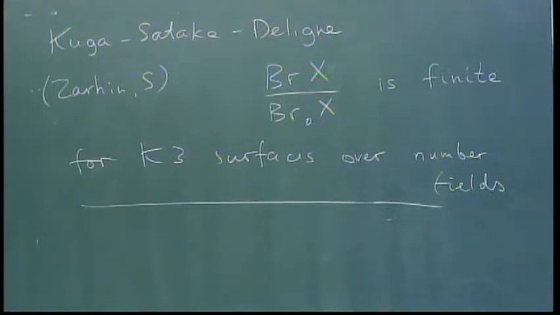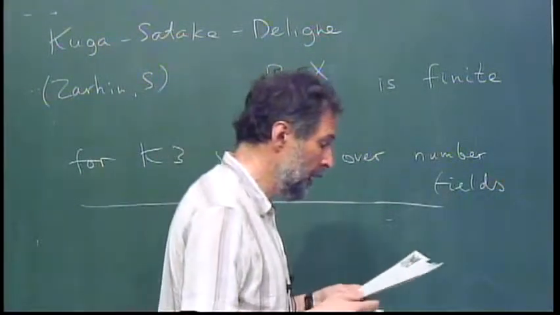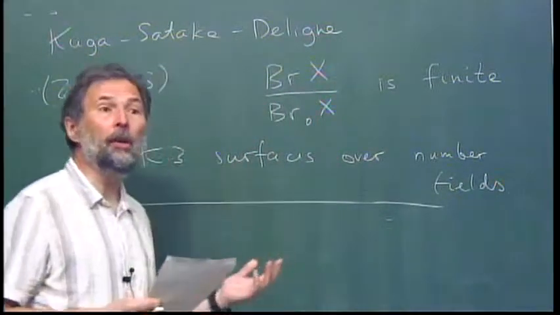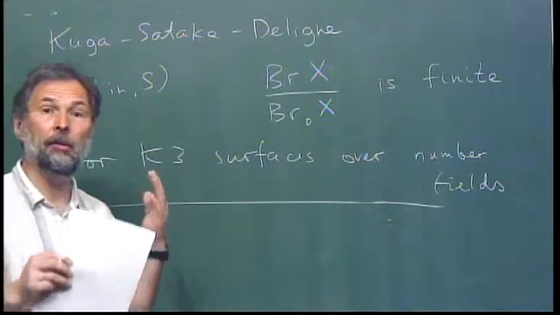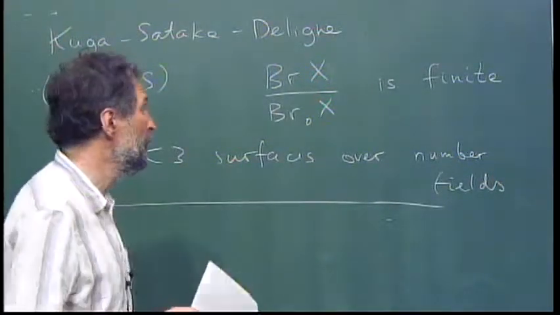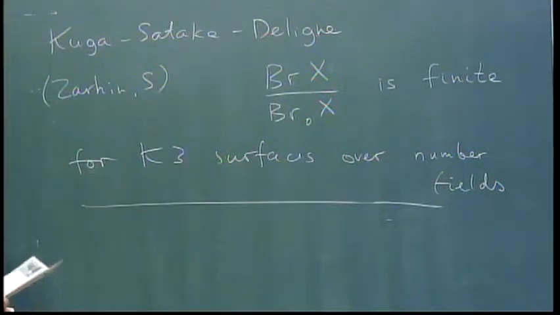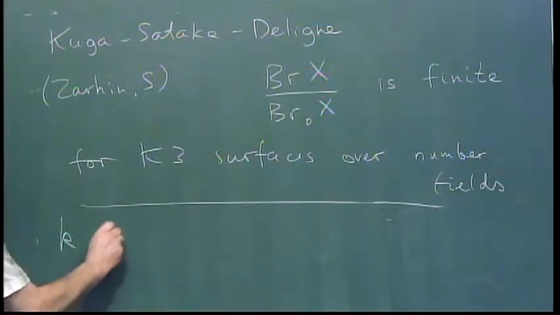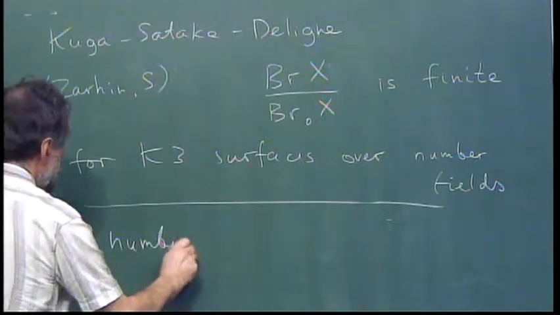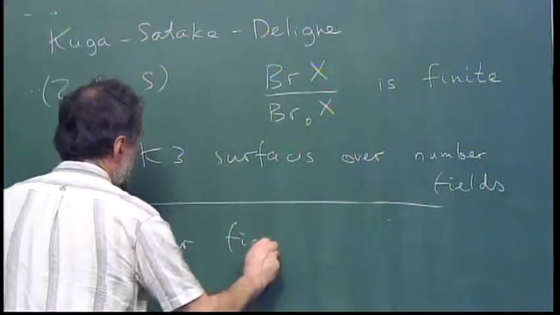But you can do more if your K3 surface is a Kummer surface. So in this talk, I will talk about Kummer surfaces. And of course, from now on, K will be a number field.